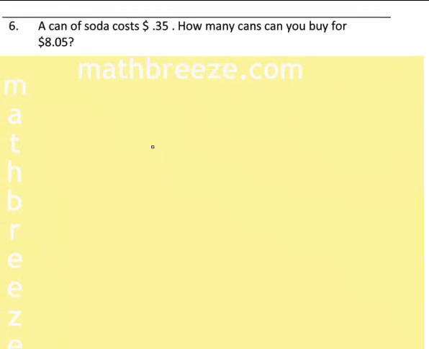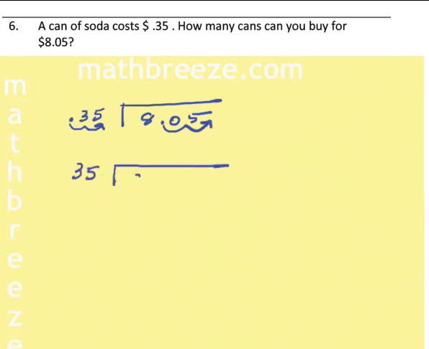Okay, this says a can of soda costs 35 cents. How many cans can you buy for $8.05? So we're going to divide 35 cents into $8.05. And now we have a decimal in the divisor, so we move over 2 places and move this decimal 2 places. So we're going to do 35 into 805. And here's our decimal.